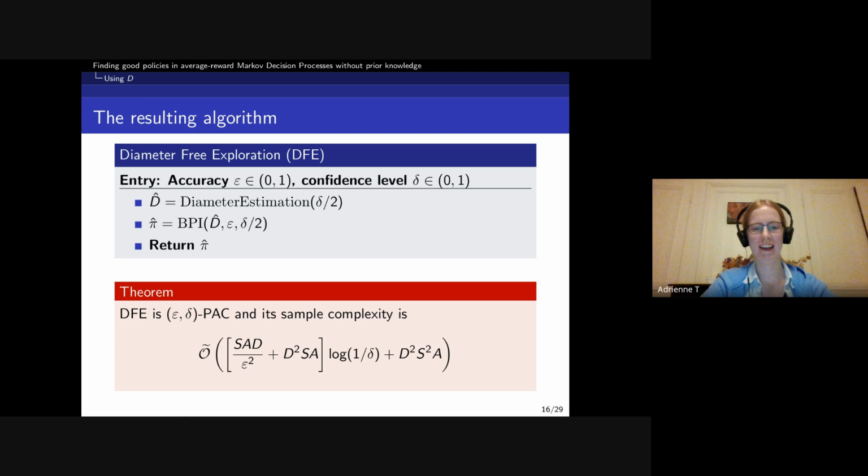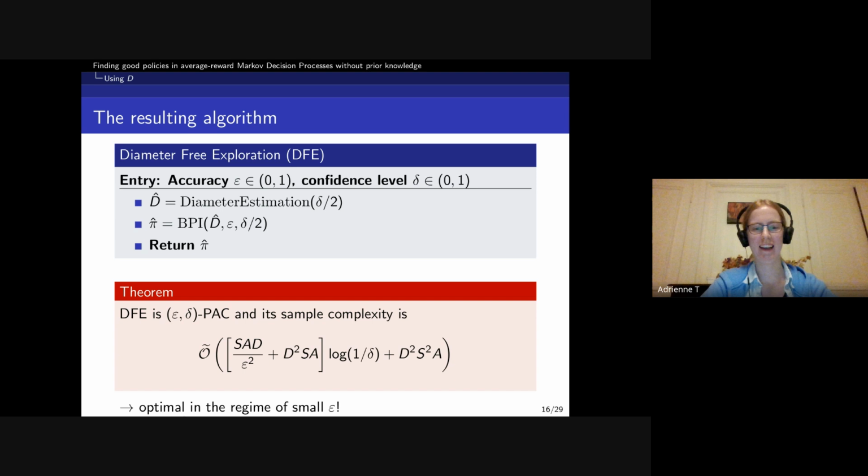And with that, you get an algorithm that is epsilon delta PAC, which means that it's good enough with high probability. And when you look at the sample complexity, you might think, oh, there's a bunch of terms that I don't really know where they come from. This doesn't look very good. And you might be right, except in the small epsilon regime.